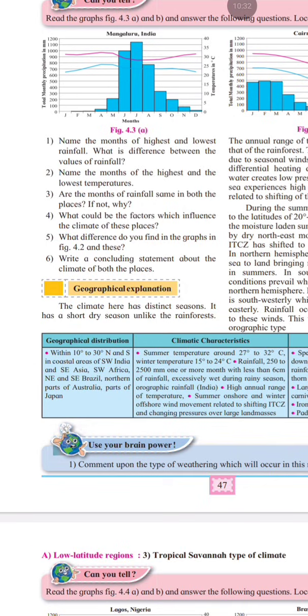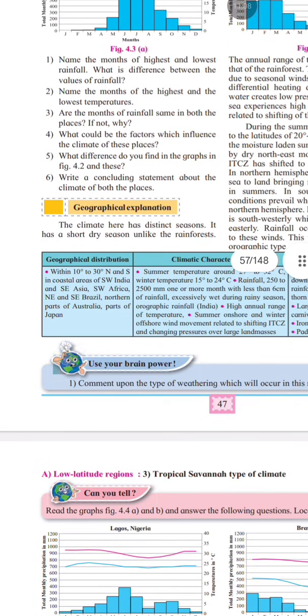Now, the fifth question is: what differences do you find in the graphs in the figure, and what are they? So first is variations in rainfall and temperatures. Mangaluru and Cairns both lie in different hemispheres, so their temperature, their vegetation, their climate, all things will be different. And the sixth question is: write a concluding statement. We have discussed five questions, and based on the map and the discussed answers, write a final concluding statement.